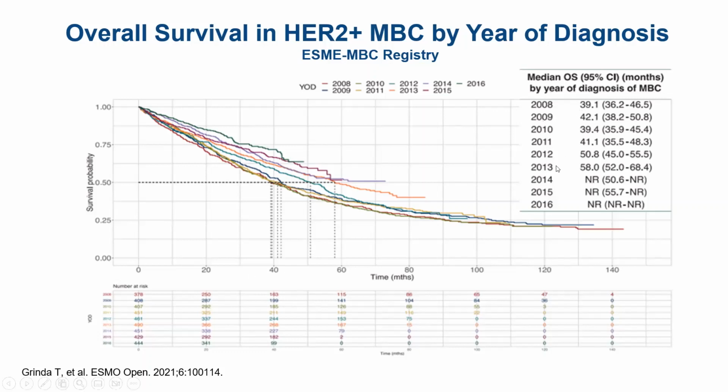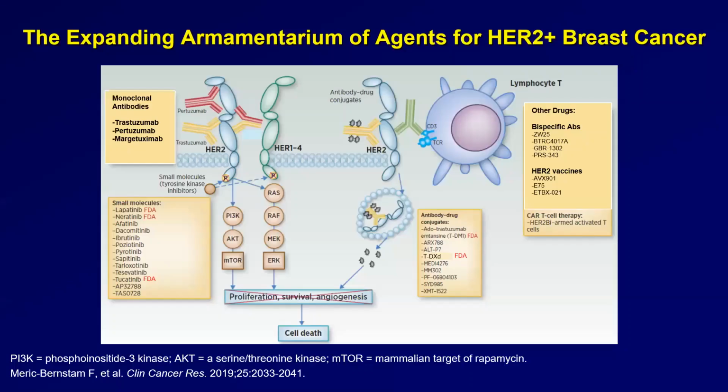Those numbers keep going up, such that in 2013, the median overall survival for a woman diagnosed that year was 58 months. And in subsequent years, we haven't even reached the median, meaning a woman diagnosed in 2014, more than half the patients are still alive. So that patient population is doing better and better, and these numbers are now better than what we see for HER2 negative disease. So this discovery has swapped that prognosis I showed you early on, where it was one of the worst outcomes, to now being one of the best outcomes.